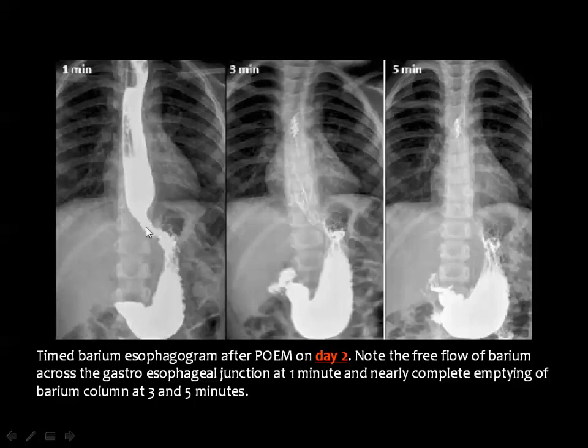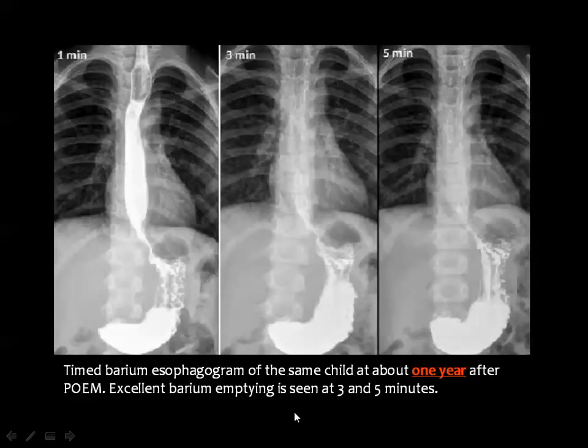this follow-up study is performed on day 2 following the endoscopic myotomy, and you can see the free passage of barium through the distal part of the esophagus and the complete evacuation of the esophagus after 5 minutes. 1 year later, you can see that the esophageal caliber has relatively reduced. There is free passage of the barium from the esophagus into the stomach.